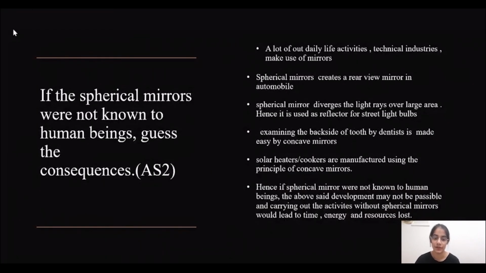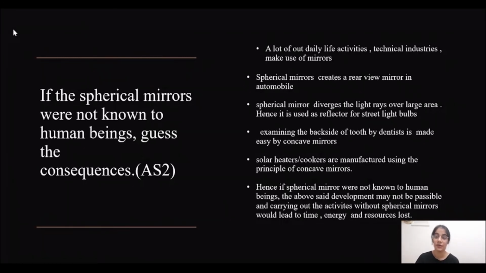If spherical mirrors were not known to human beings, what would be the consequences? Right now, in some sessions, we discussed a lot of uses of convex and concave mirrors and even plane mirrors. A lot of daily activities that we do make use of concave and convex mirrors. Even technical industries make use of the principle where mirrors are required. Spherical mirrors are used in rear view mirrors of cars and bikes. Convex mirrors diverge light rays over large areas and are used as reflectors for street light bulbs.